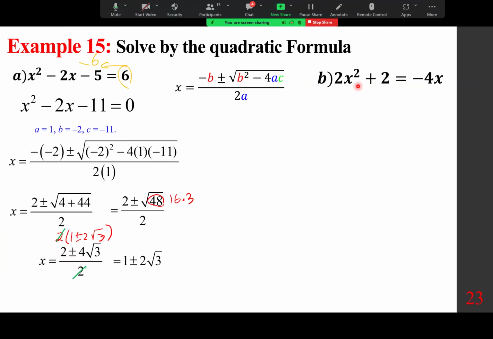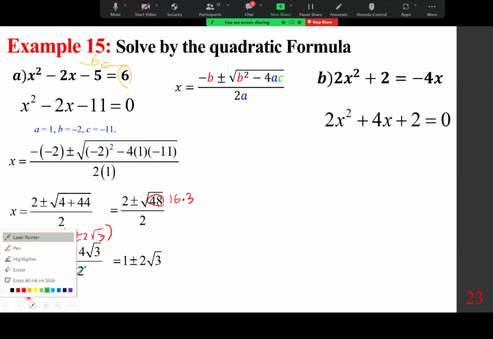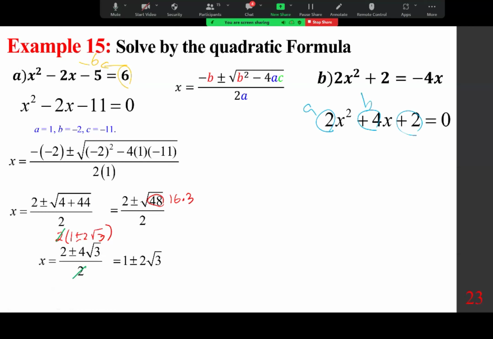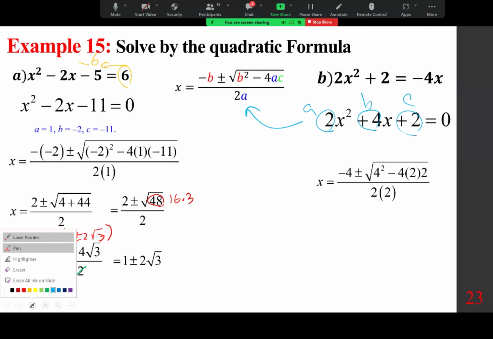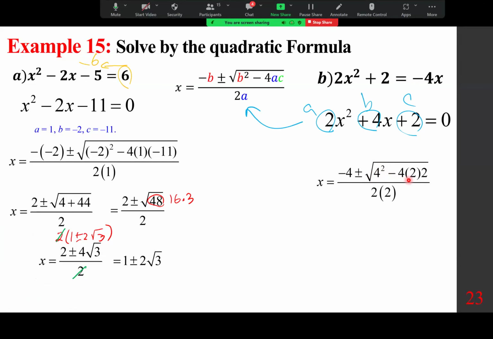What about this one? You have to put it in standard form. So this moves to the left, becomes positive 4x. Now a is 2, b is 4, c is 2, a, b, and c. And we're going to plug it into this. So this is 16. This is 16. 16 minus 16 is 0. And you get minus 1.